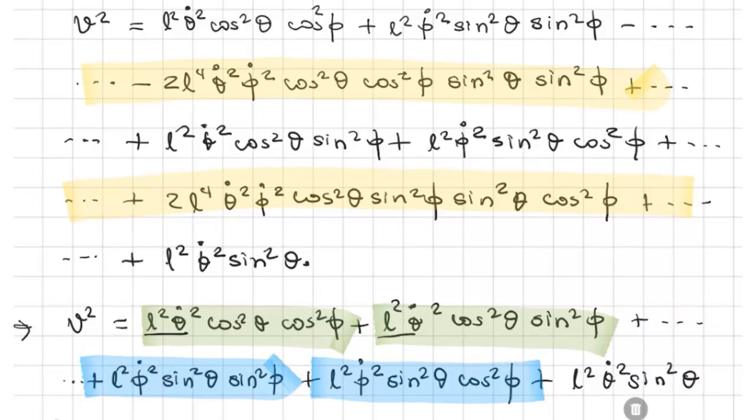Okay, as you can see, this is a common factor: L squared theta dot squared cosine squared of theta, and L squared theta dot squared cosine squared of theta. They are a common factor on those two terms, okay? With the terms that are highlighted in blue, we have L squared phi dot squared sine squared of theta. With those terms, taking a common factor, we have the following equation.